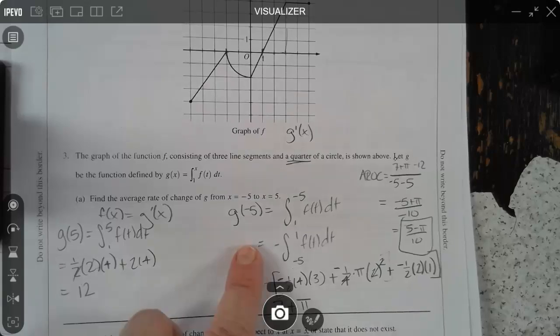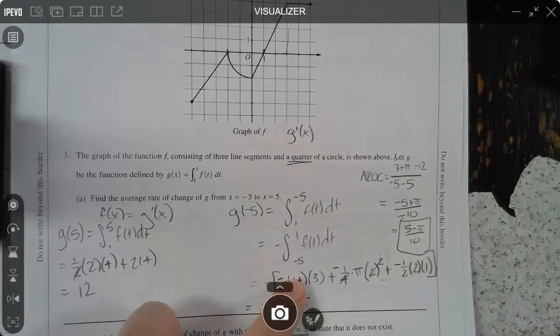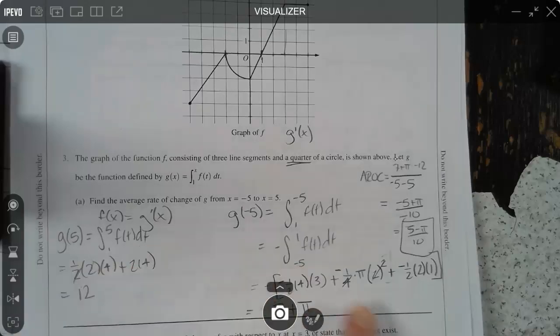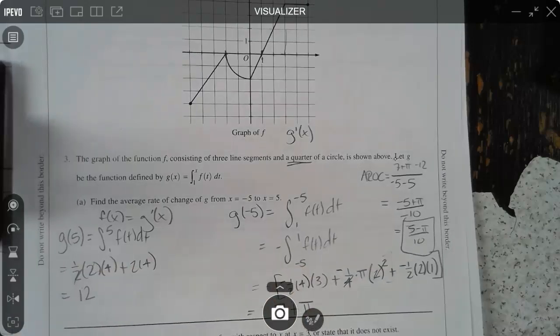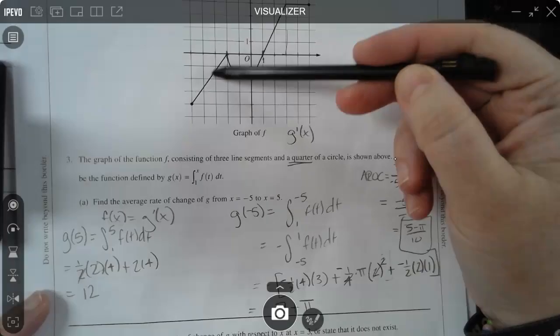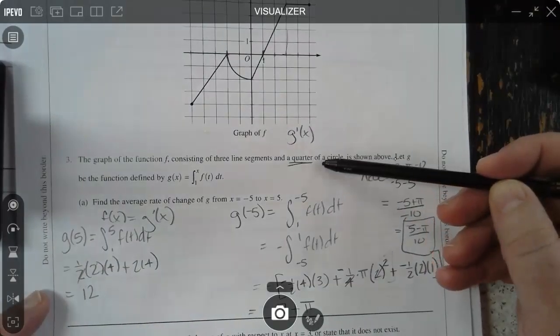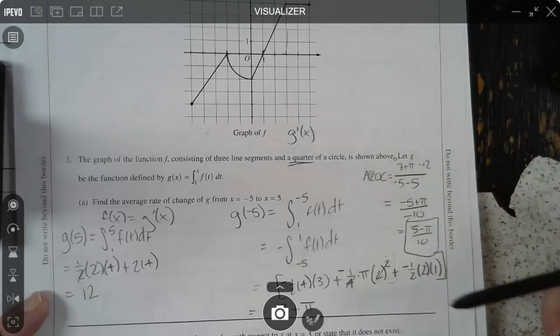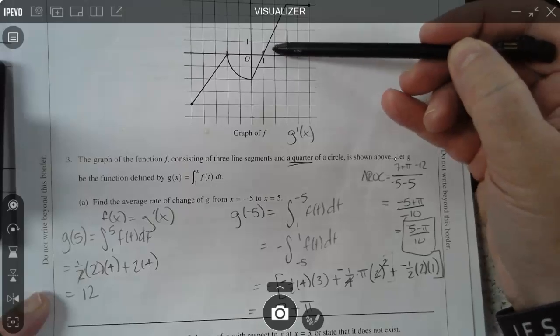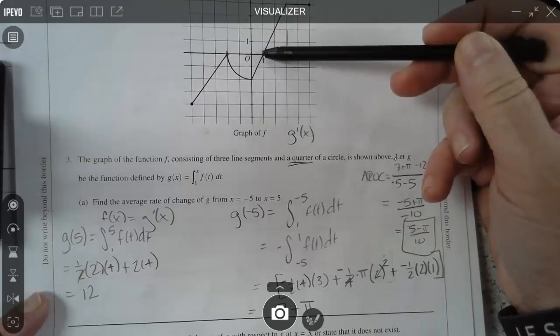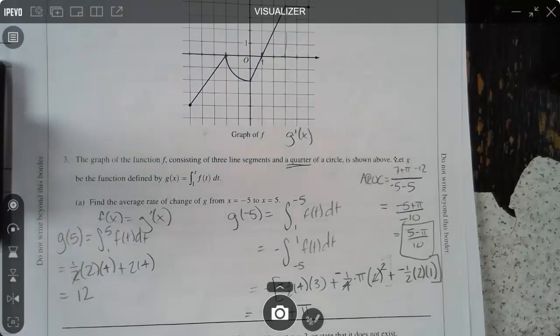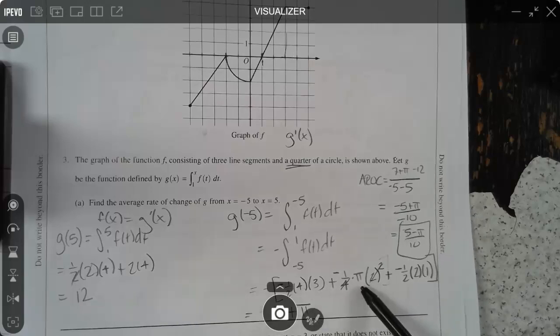And then, of course, g of -5. So I went through the same thing. I had to swap my bounds and do a negative. This one was the harder of the two because from -5 to 1, I've got a triangle. Then, look, this is a quarter of a circle, so it's 1/4 pi r squared. And then I've got this little bitty triangle over here because it goes to 1. So it's triangle, quarter circle, triangle.